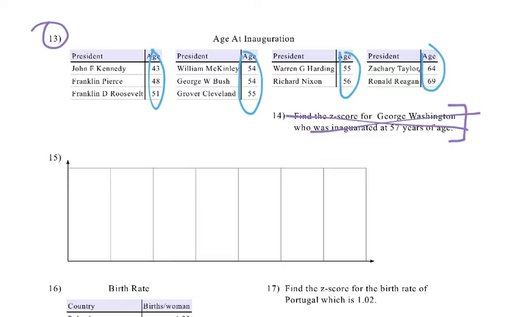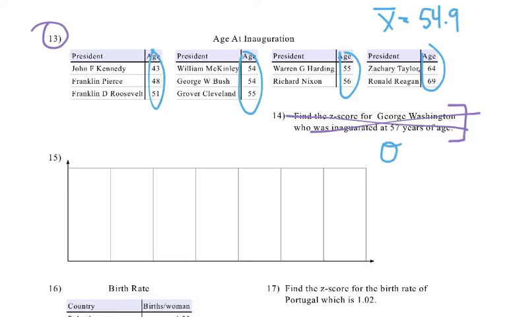So we find the average by adding all those ages up, dividing them by, looks like, 10. So we add those up, we divide them by 10. We take those numbers and find us the mean, right? Which our mean, when we added them all up and divided, was 54.9.